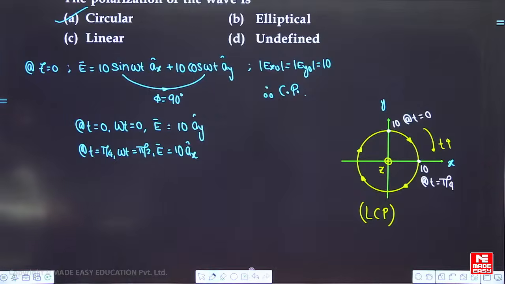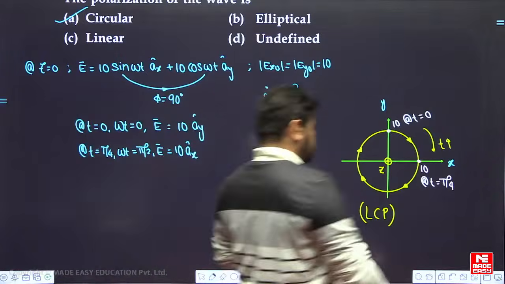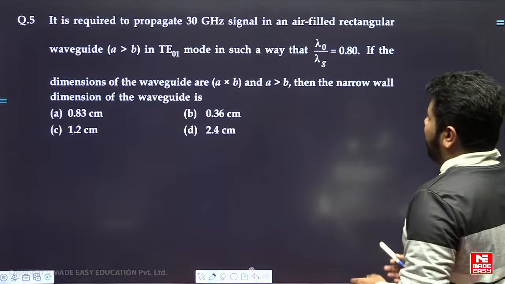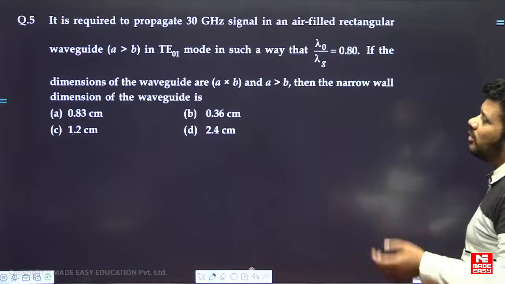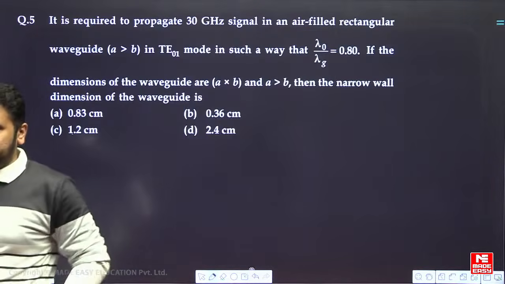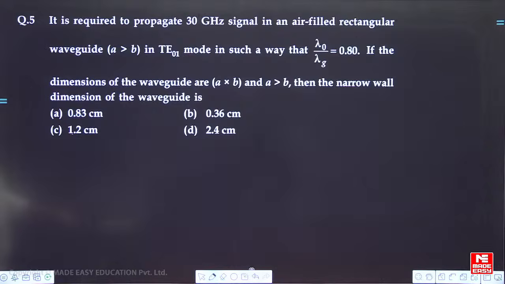Clear everyone? Okay. Now next, question number 5. It is required to propagate 30 gigahertz signal in an air-filled rectangular waveguide, A is greater than B, in TE01 mode in such a way that lambda naught upon lambda g is equal to 0.80. If the dimensions of the waveguide are A into B and A is greater than B, then the narrow wall dimension of the waveguide will be how much, right? So how you are going to solve this question?